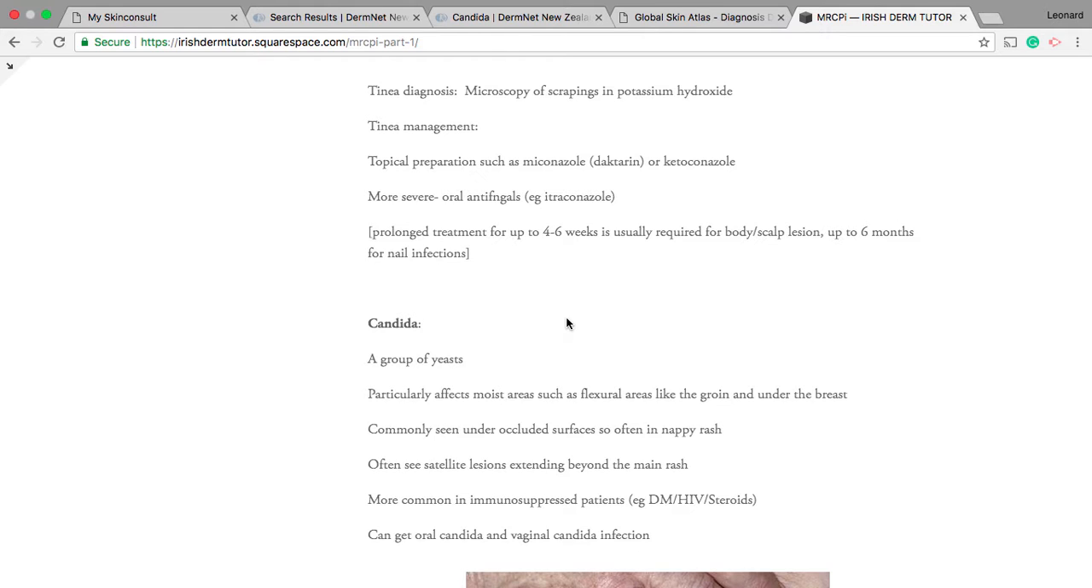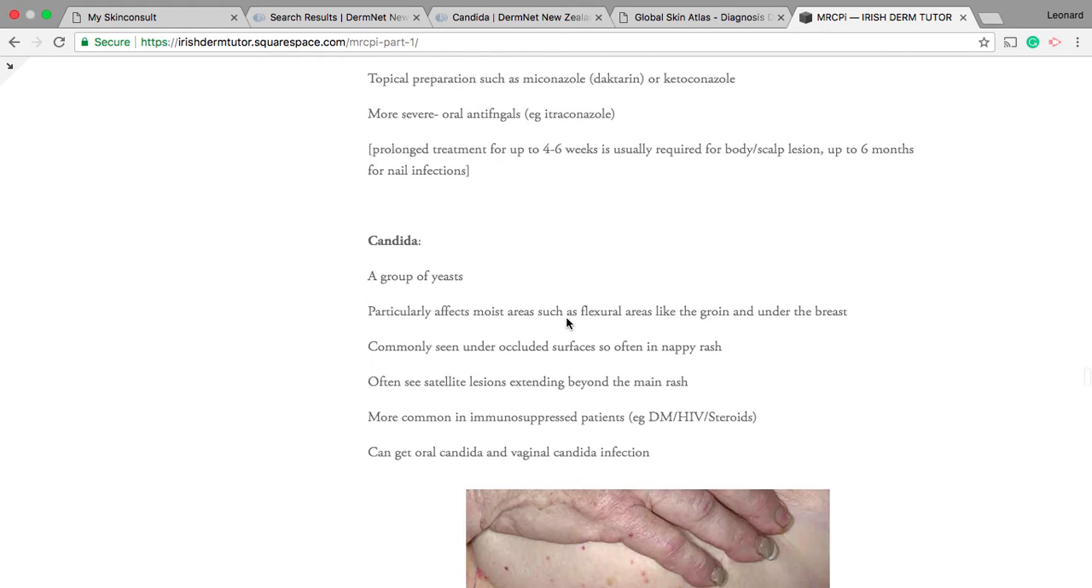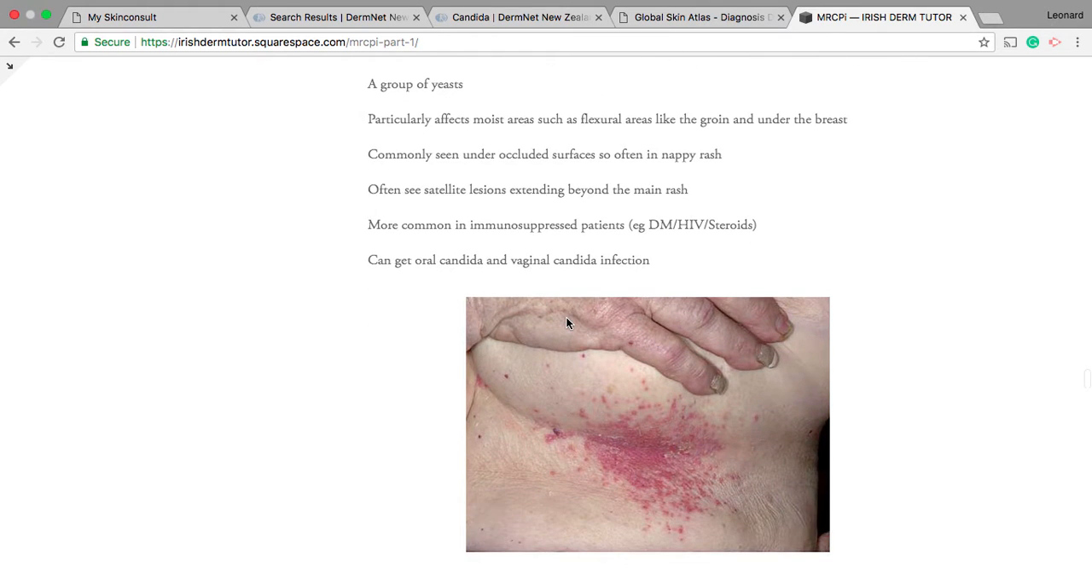Candida infection refers to infection due to a group of yeasts. This infection particularly occurs in moist areas, such as flexural areas like the groin and under the breast, and it's also commonly seen under occluded surfaces. So it's often seen in infants with nappy rash.